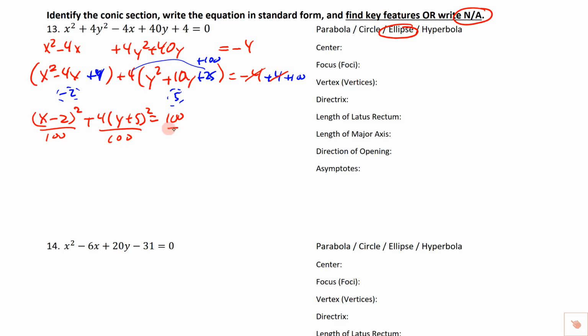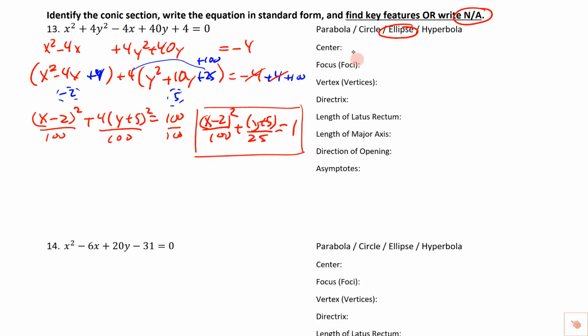Nothing's going to happen on that one because nothing cancels, but that's going to turn into a 1, which is what we want. And actually, I'm going to write it over here so I've got some room. So this is going to be a 1, and then this is going to be (x minus 2) quantity squared over 100, plus (y plus 5) squared over 25, because the 4 and the 100 cancel. Okay, so here's the right equation. That equation is what we're going to be working off.